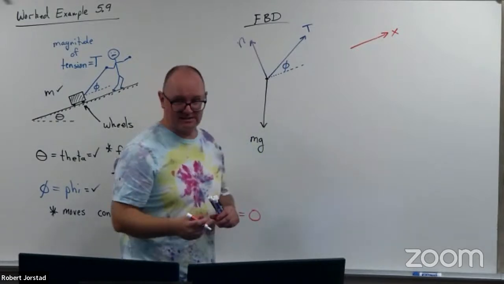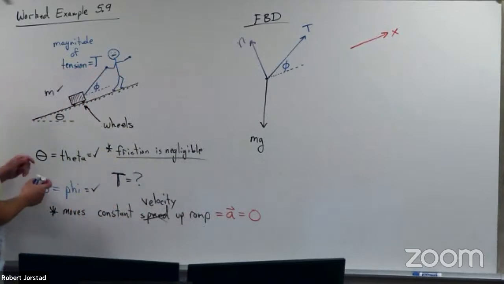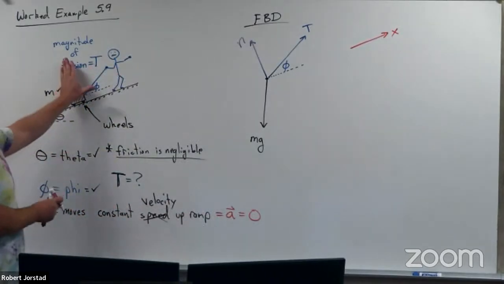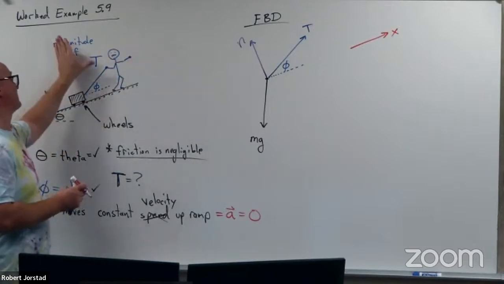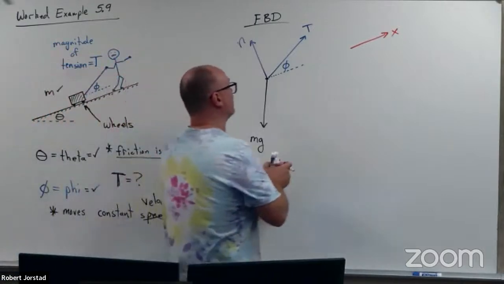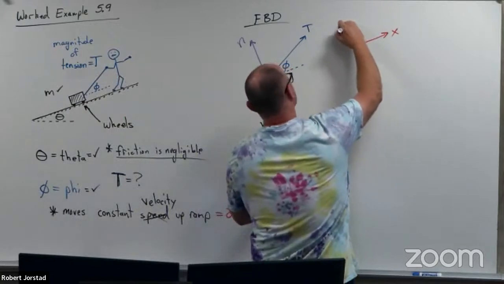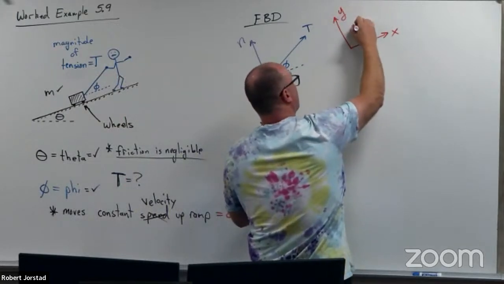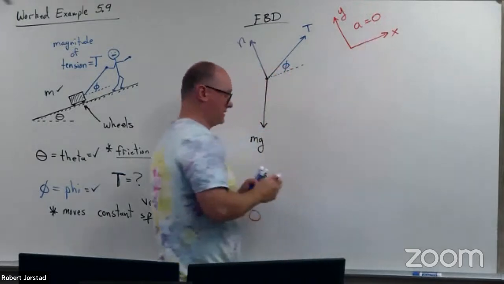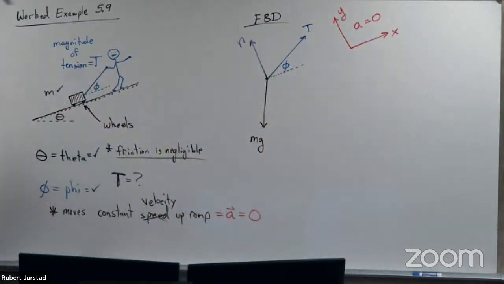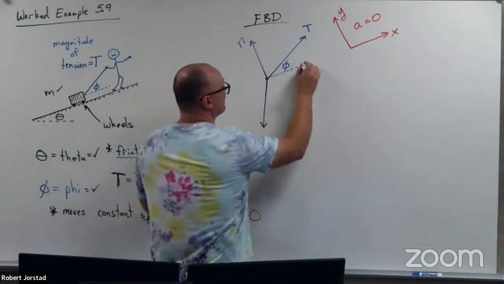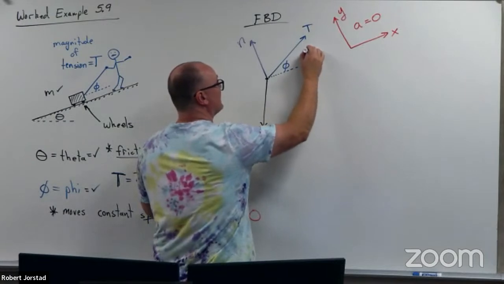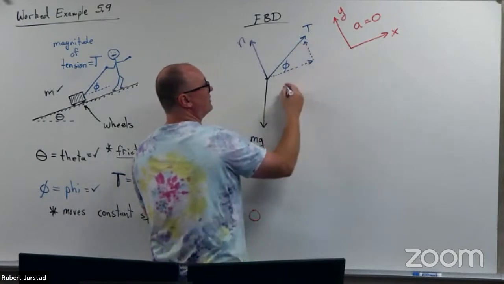So from experience, we usually want to line up our coordinate system like this, with one axis parallel to the plane and the other one perpendicular. So that's what I'm going to do here. And now I'm going to say there's no acceleration, so I'm just going to write a is equal to 0 in this problem. That came from this statement right here. So now, look at this. This one is really easy to split up if we use this coordinate system.